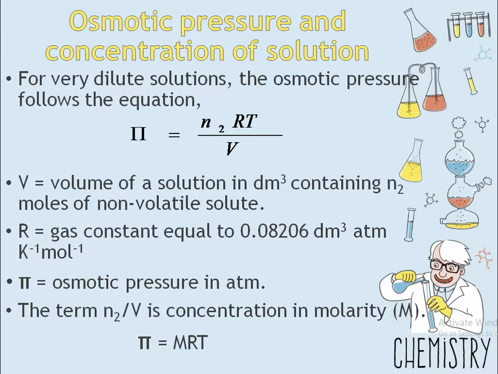But here osmotic pressure measurements are made at a constant temperature, so we use molarity, not molality. So N2 divided by V is molarity. So we can write osmotic pressure is equal to molarity times gas constant times temperature.